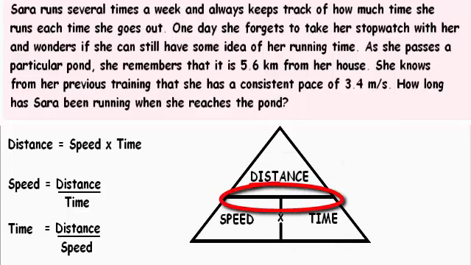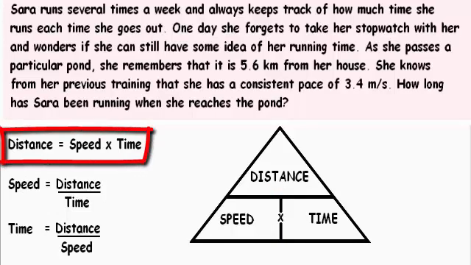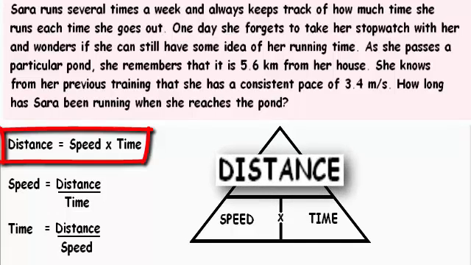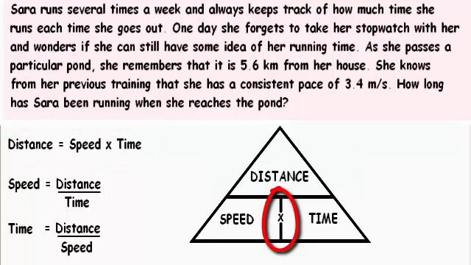The horizontal line is there to remind us that whatever is above the horizontal line is meant to be divided by what is below the horizontal line. The vertical line is there to remind us that whatever is to the left and to the right of the vertical line is meant to be multiplied. So let's take distance, for example. We know that distance is equal to speed multiplied by time. If we refer to the triangle, in order to calculate distance, there's a vertical line separating speed from time. Therefore, we multiply speed by time.